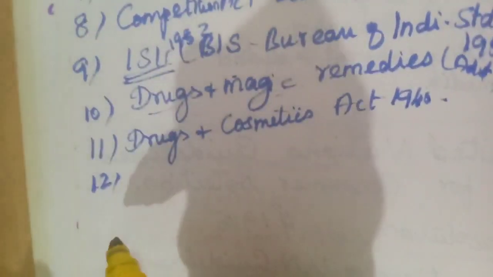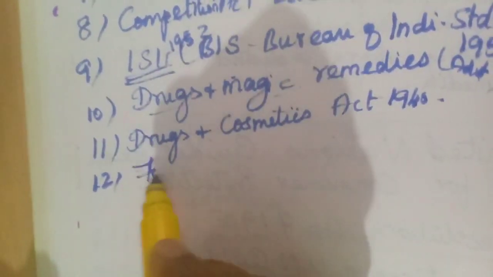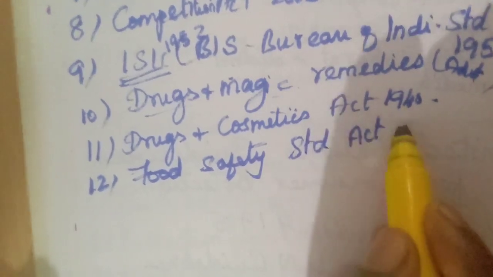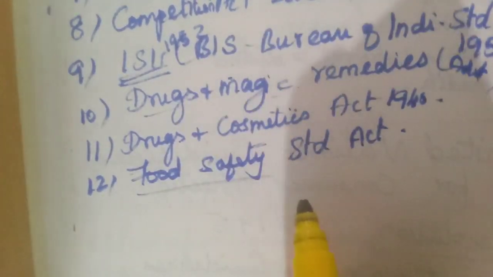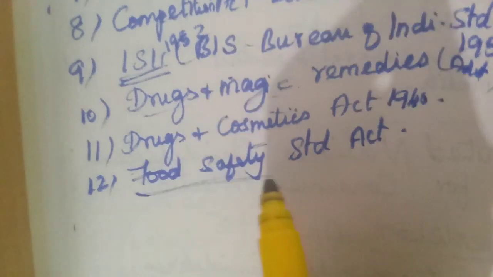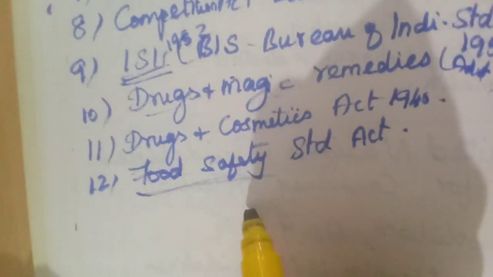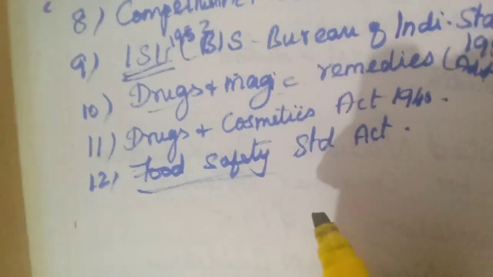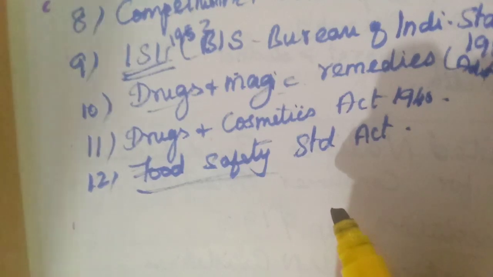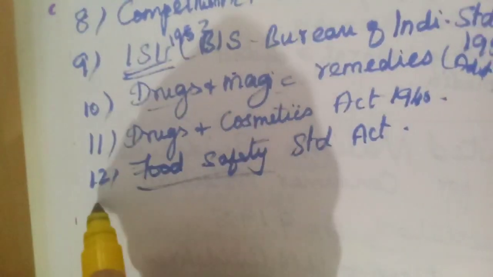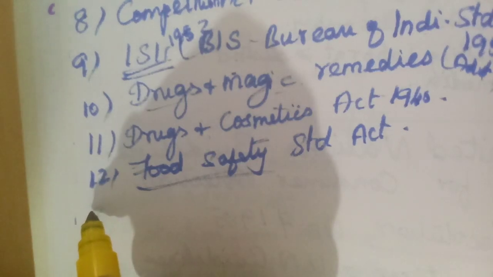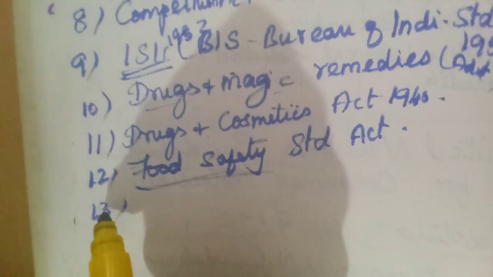Then, the 12th one, Food Safety Standard Act. Here, the food safety must be there. All the foods, it may not have any harmful chemicals in order to preserve them. Okay. So, the food may not be spoiled when it is preserved in the tin containers. In order to distribute safe food, this act is useful. Okay, it is helping the producers and distributors to sell safe food items for the customers.